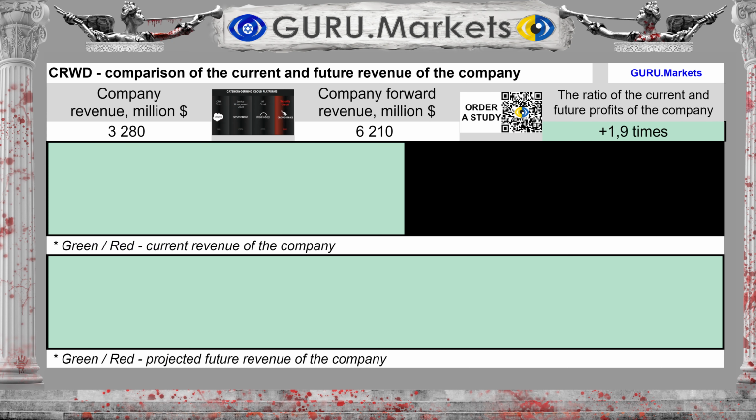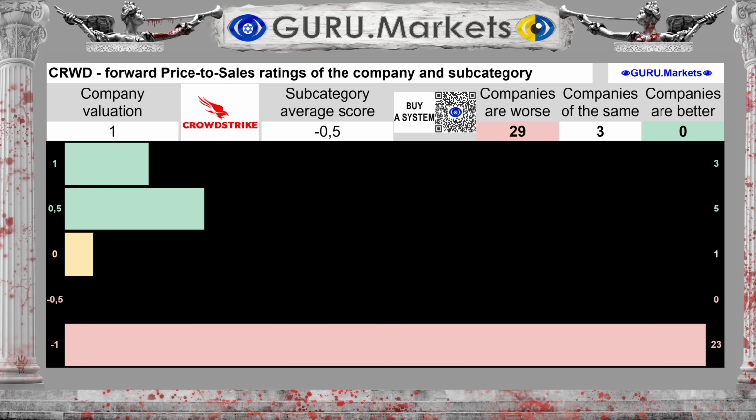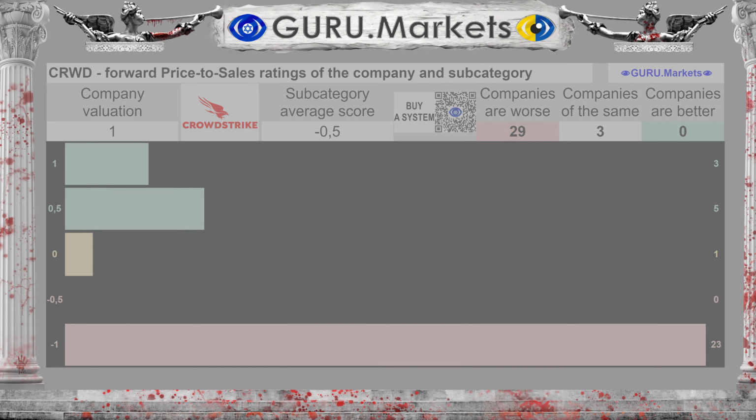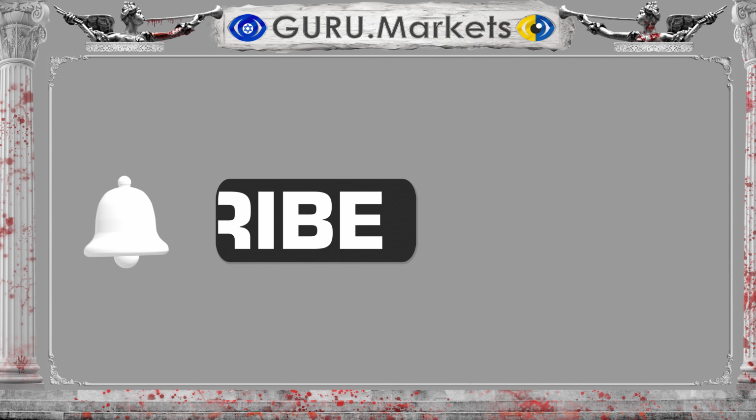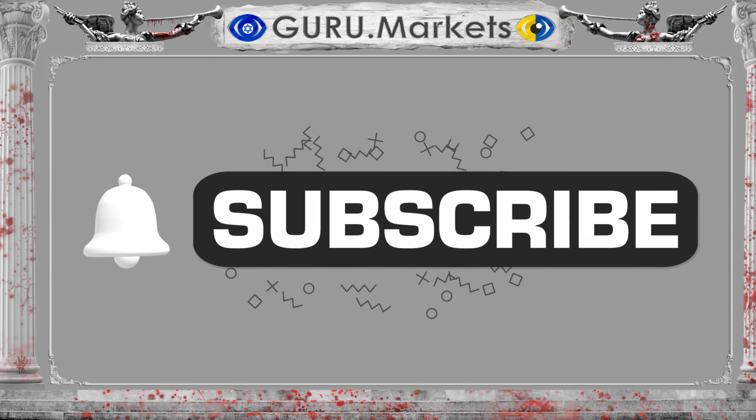Revenue for the last 12 months was $3,280 million. Forecasted revenue for the coming 12 months is expected to be $6,210 million. This is 89% more than now. An assessment of expected future revenues in comparison with the indicators in the subcategory. Good, 1 point.